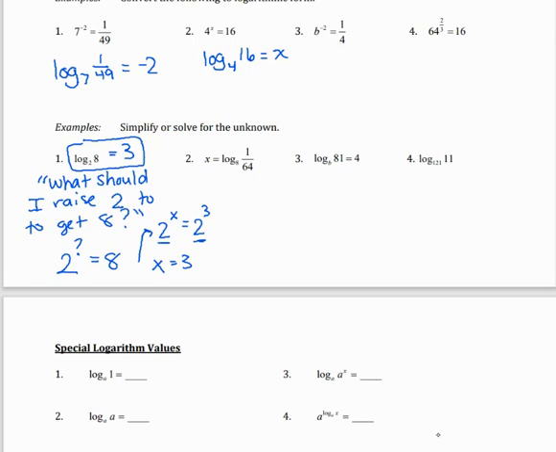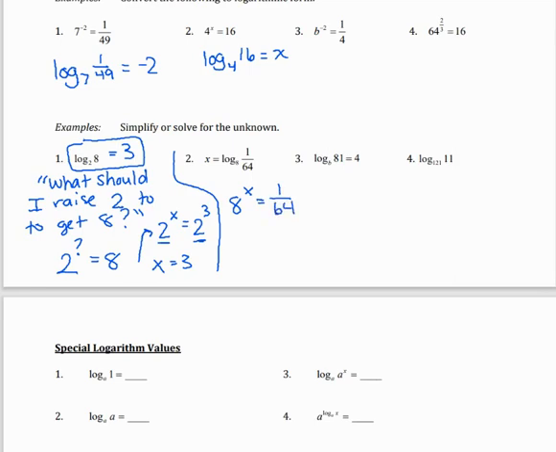Number 2 is saying, what should I raise 8 to? So 8 to what power? In this case, we have an x, right? We can actually literally convert that. So 8 to the x power equals 1/64.